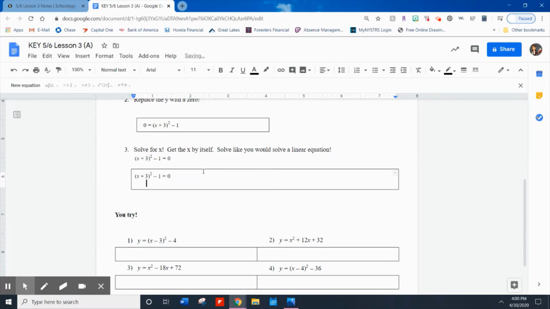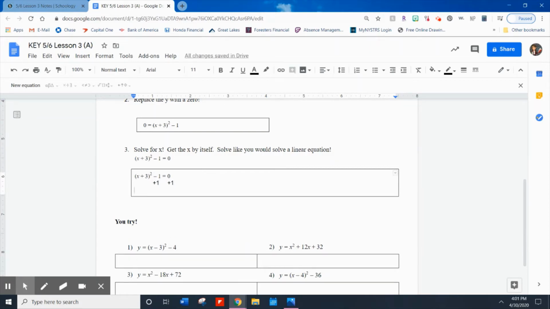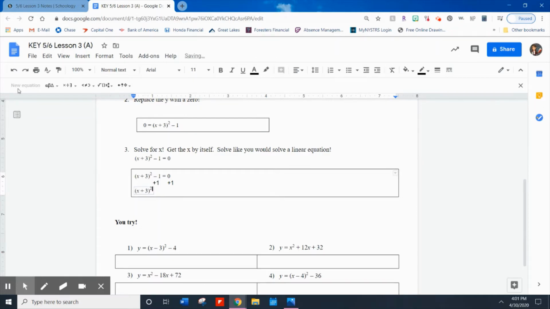Okay, so I'm going to add 1 to both sides. Remember, when we solve, we do the opposite operation. So that means we've still got (x + 3)^2. Remember, exponent is that shift 6, 2.